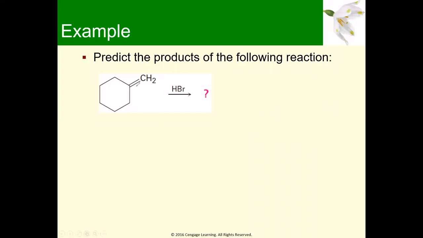So this double bond is going to act as a nucleophile, right? It's going to attack that hydrogen because it's got the partial positive charge, acting as the electrophile, and the bromine gets the partial negative charge. And so there is a bond there.